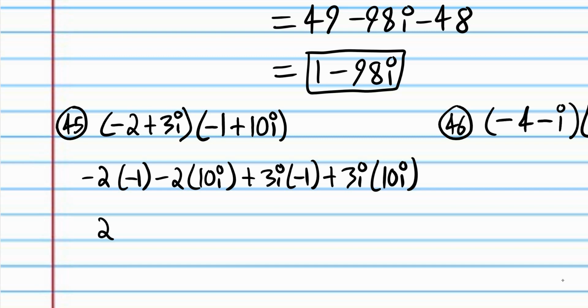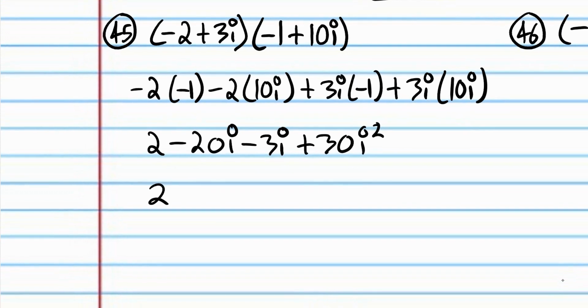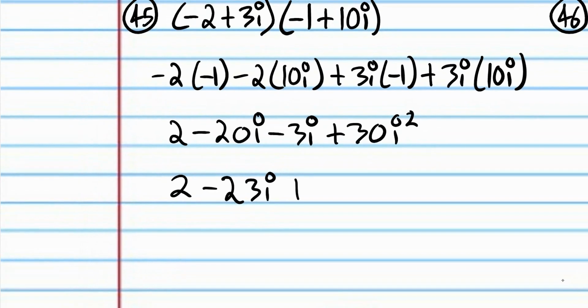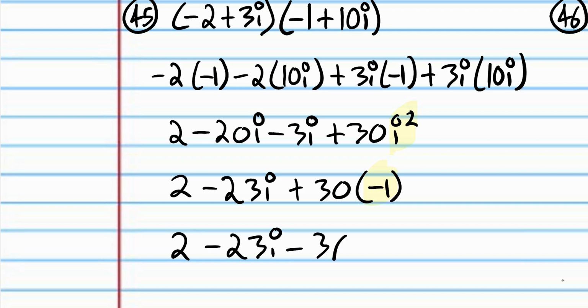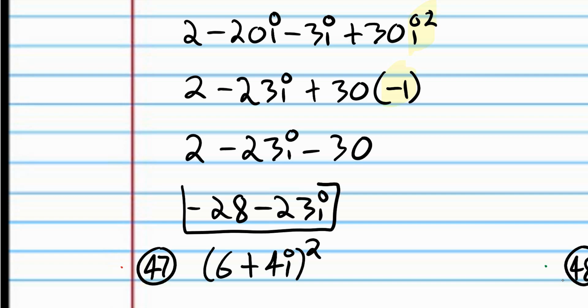Negative 2 times negative 1 is 2. We get minus 20i minus 3i plus 30i squared. Combine the inner terms, we get negative 23i plus 30 times negative 1. And so on and so forth. Just keep going. And 2 minus 30 is negative 28. And it's always good to write the real number first. That's just the standard way of doing it.